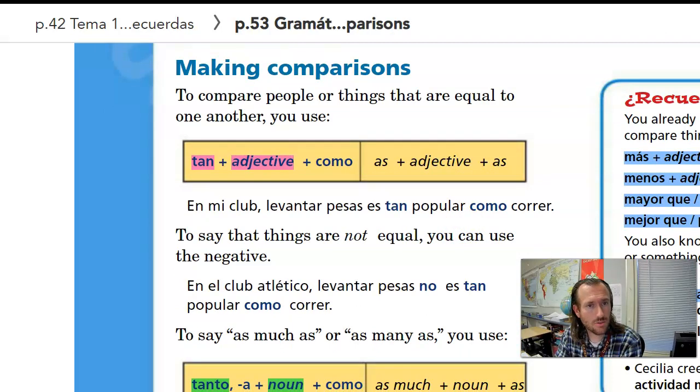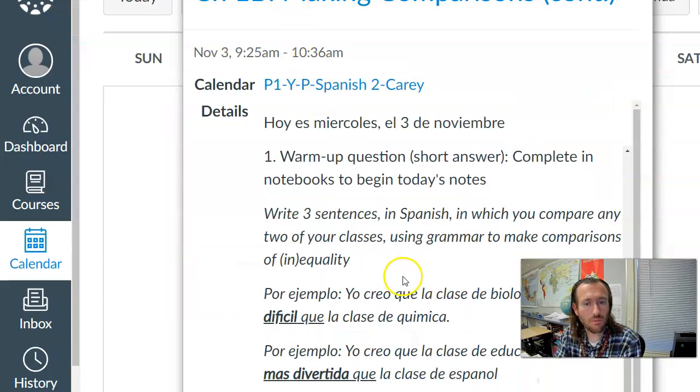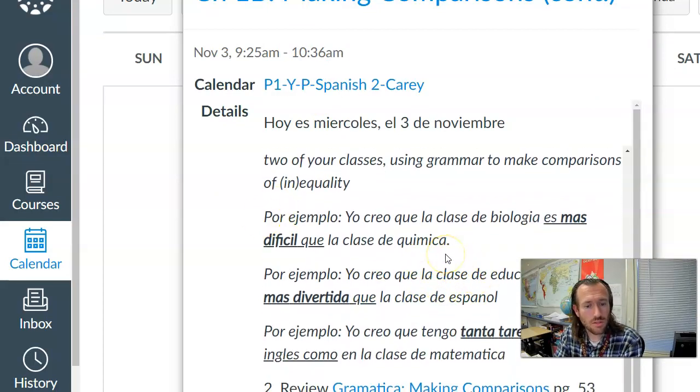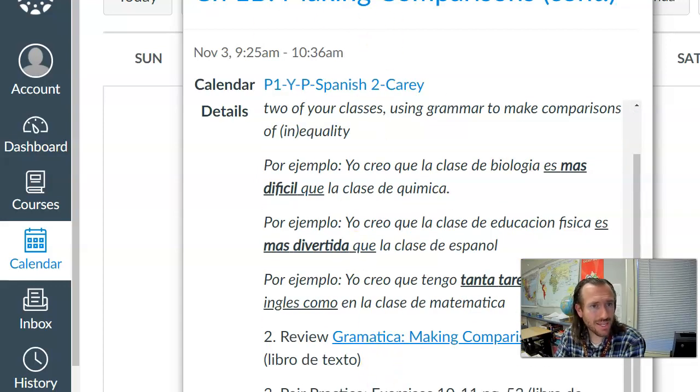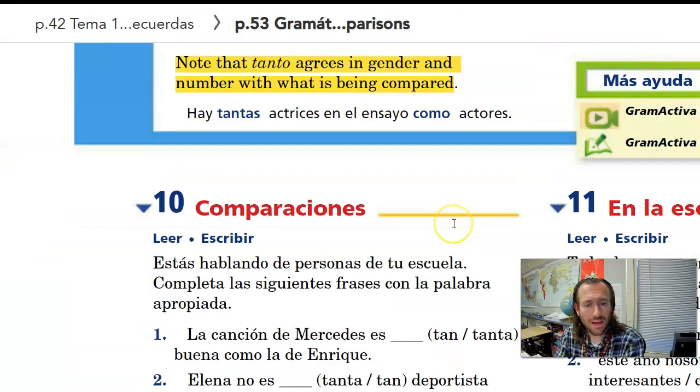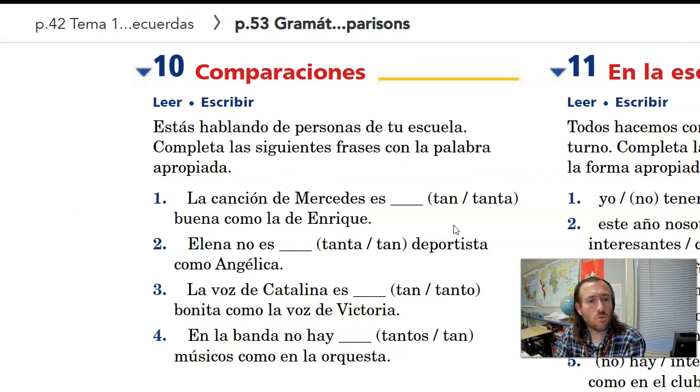Create 3 sentences in which you make comparisons of 2 of your classes. You have some examples there that you can utilize. We'll go over the notes again that we just looked at on page 53. We'll do the pair practice that we did not get to last class, where you're filling in the blanks with either tan or one of the forms of tanto, very similar to what we did at the very end of the video that we watched last week.